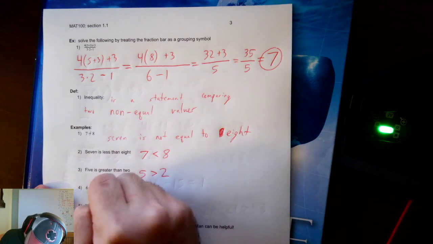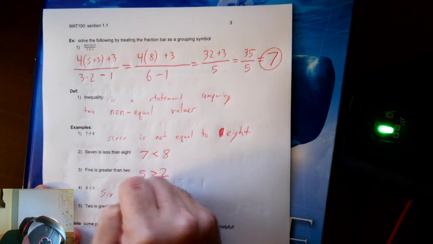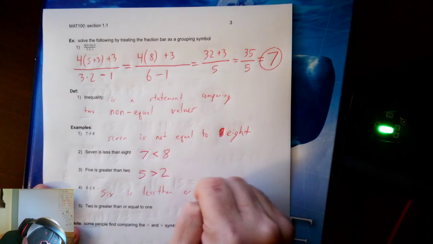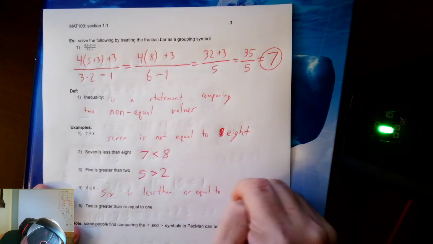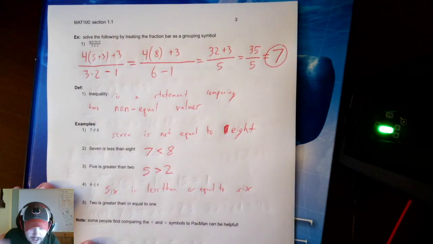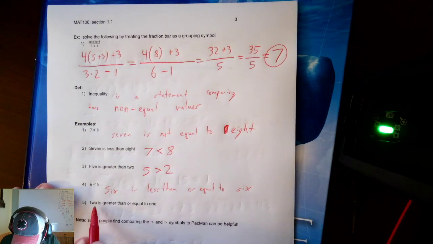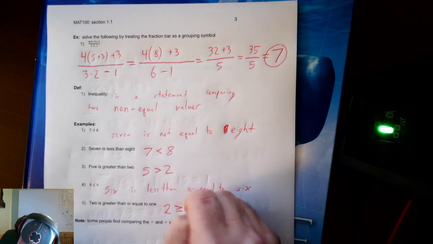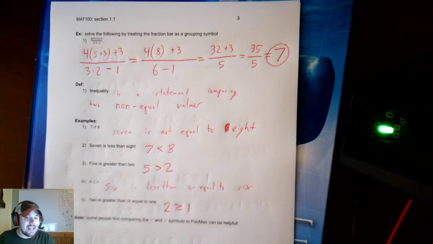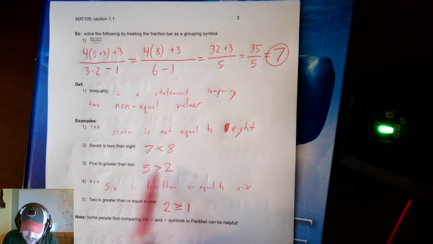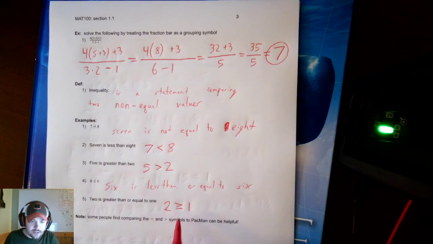What's this one say? This one says 6 is less than or equal to 6. This is the less than or equal to symbol. And then, last but not least, 2 is greater than or equal to 1. We've got inequality symbols. We've got 5 of them. Not equal, less than, greater than, less than or equal to, and greater than or equal to.